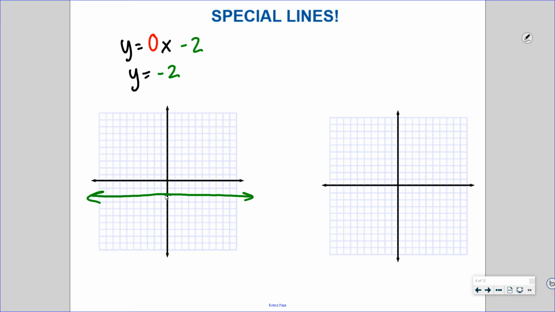Okay, so just be on the lookout for that. If there's no x in your equation, that means it's a horizontal line. We might also be given an equation like this, and you're like, is this even linear? And it is. If we solve this for x, we divide both sides by 3. We get x equals 3, and we know that is a vertical line passing through 3 on my x-axis.